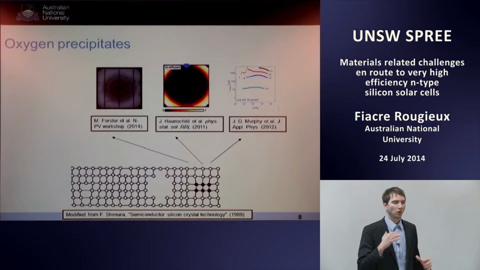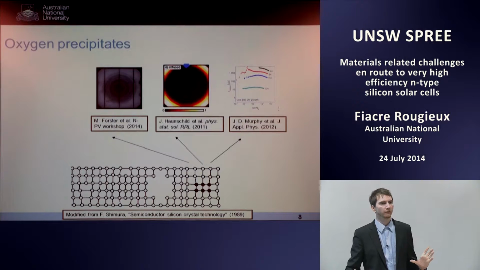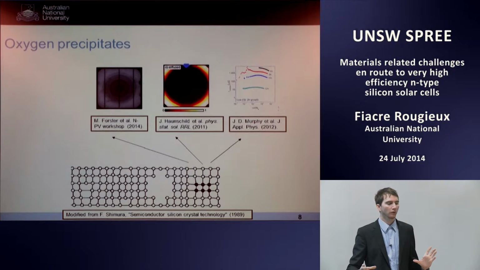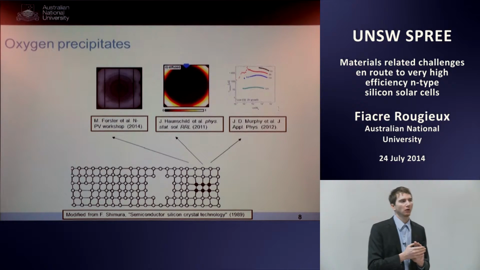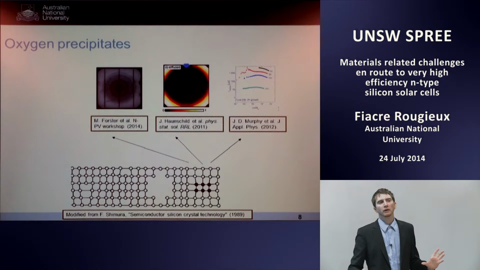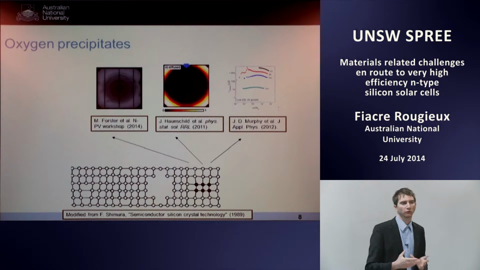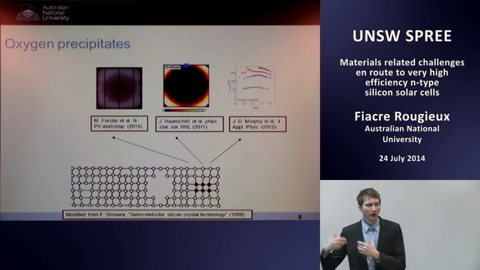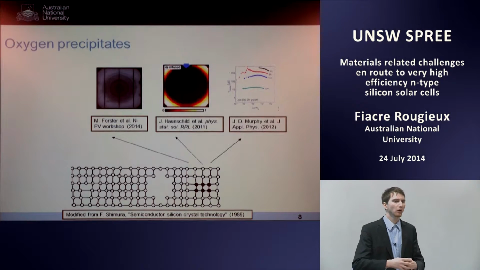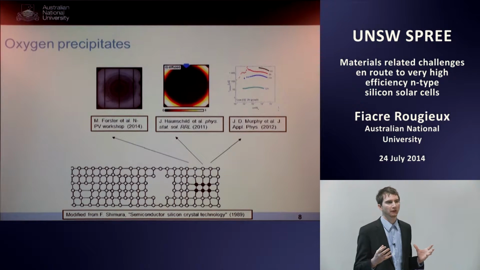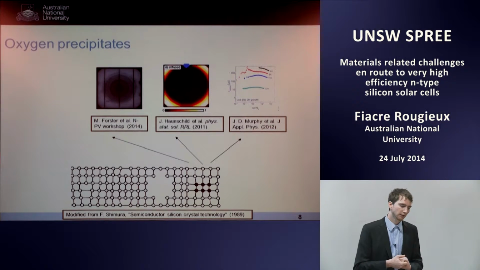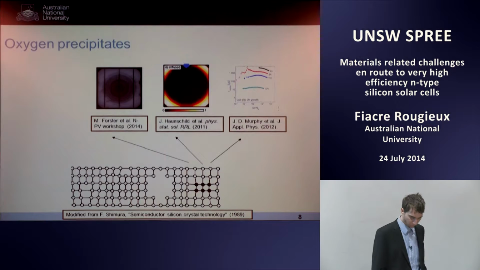So there's a whole lot of factors that are going to influence this density, such as the cooling rate of the ingot itself, because if we have a slow cooling rate, we're going to have a lot of nucleation of those oxygen precipitates. And then if we do a high temperature process, we're going to have the growth of those precipitates, and they're going to become strained and recombination active.